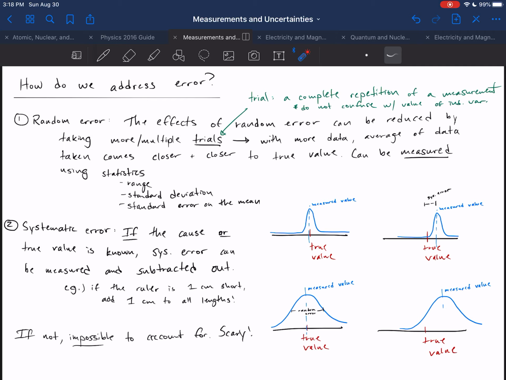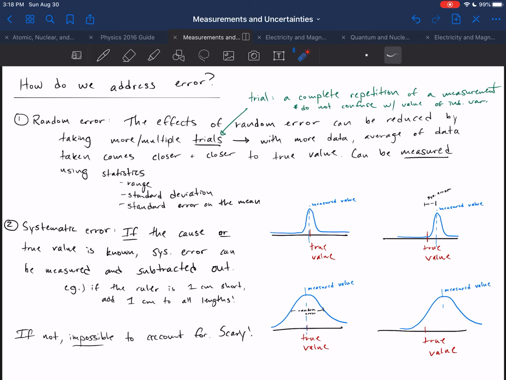There are more sophisticated ways of calculating that random error given sufficient data, so don't do this with only 3 trials, but if you have 5 trials or more, you can quantify the standard deviation, or even better, the standard error on the mean. Don't worry about it. If you don't know what these things are, you're going to want to focus on this, or come talk to me about it. I'm happy to explain. So how do we address random error? We take more data. That's the big picture.